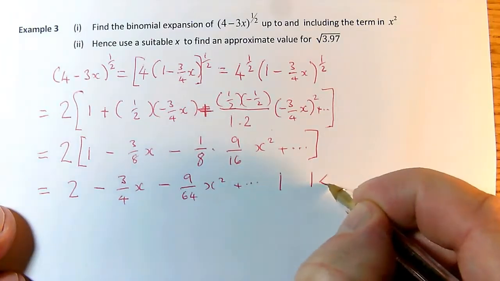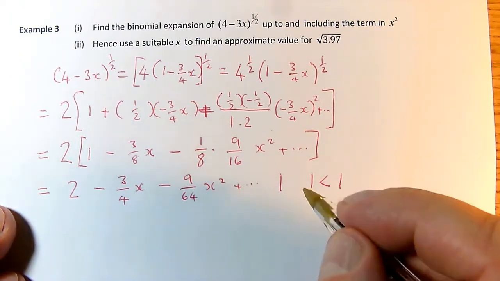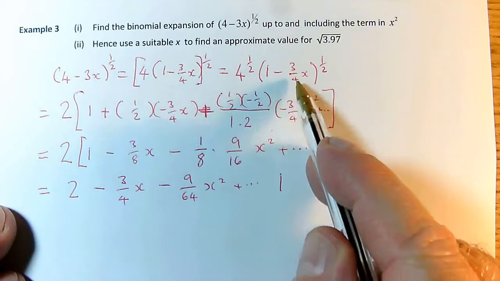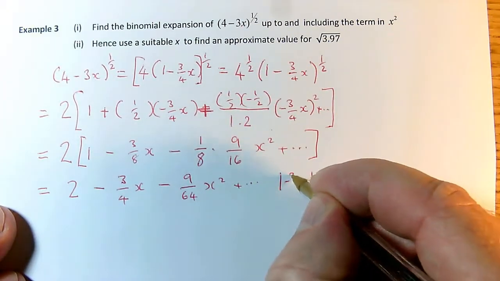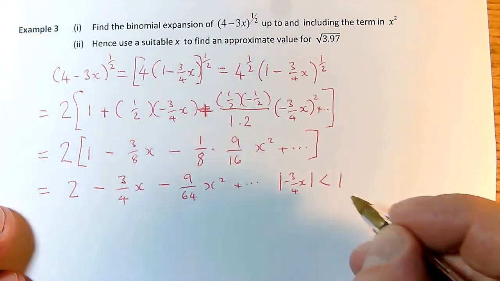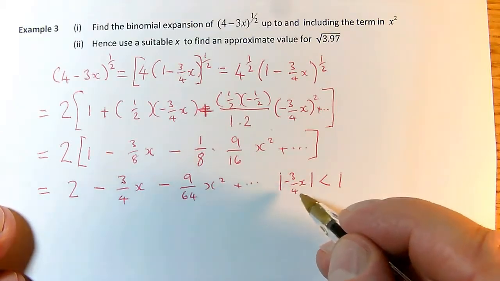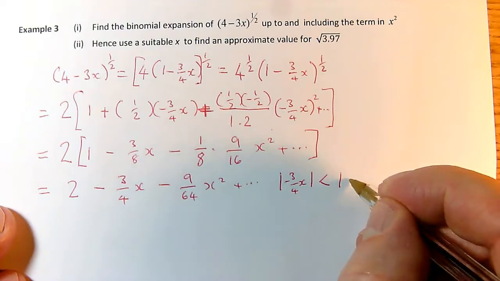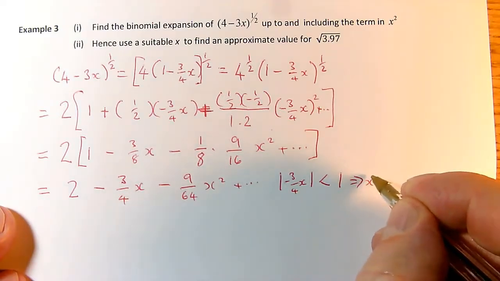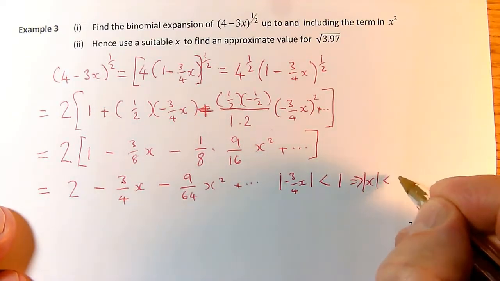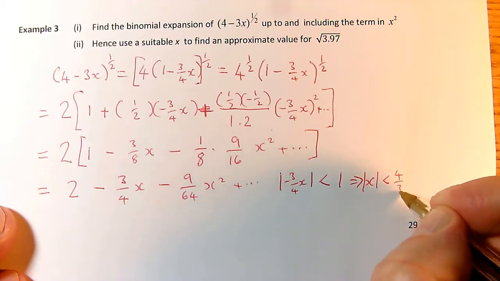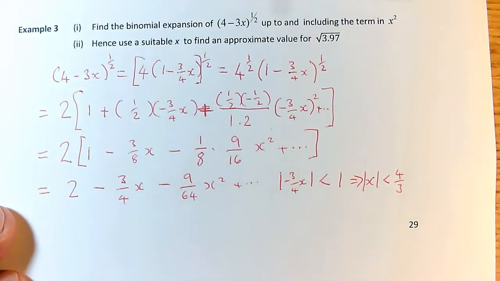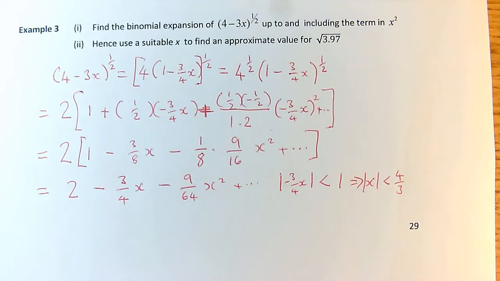The modulus of something is going to be less than 1, but it's not x, it's not minus 3x, it's this minus 3/4 x. The modulus of that has to be less than 1. Well, the modulus zaps the minus, and I don't care about that, but I do have to divide by the 3/4. So that gives me that the modulus of x is less than, divide by 3/4 gives me 4/3. Okay, good. So I've done part 1.